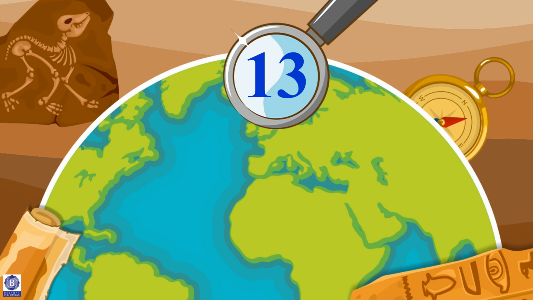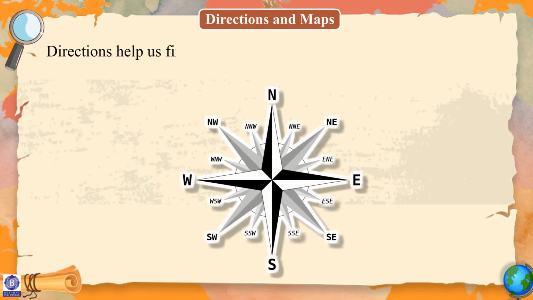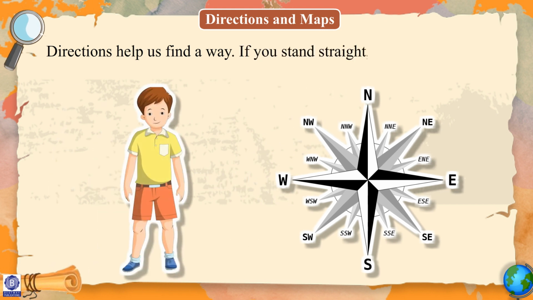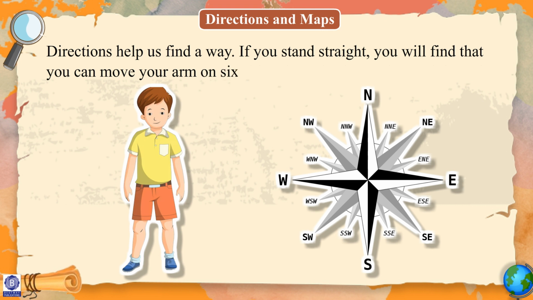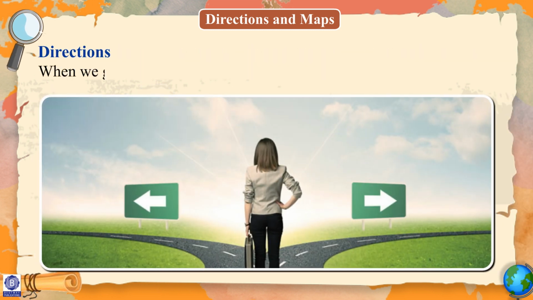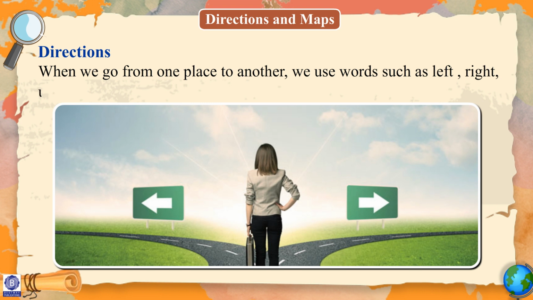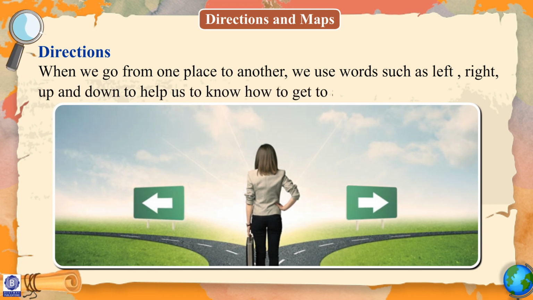Chapter 13. Directions and Maps. Directions help us find a way. If you stand straight, you will find that you can move your arm on 6 sides: front, back, up, down, right and left. Directions. When we go from one place to another, we use words such as left, right, up and down to help us to know how to get to a place.